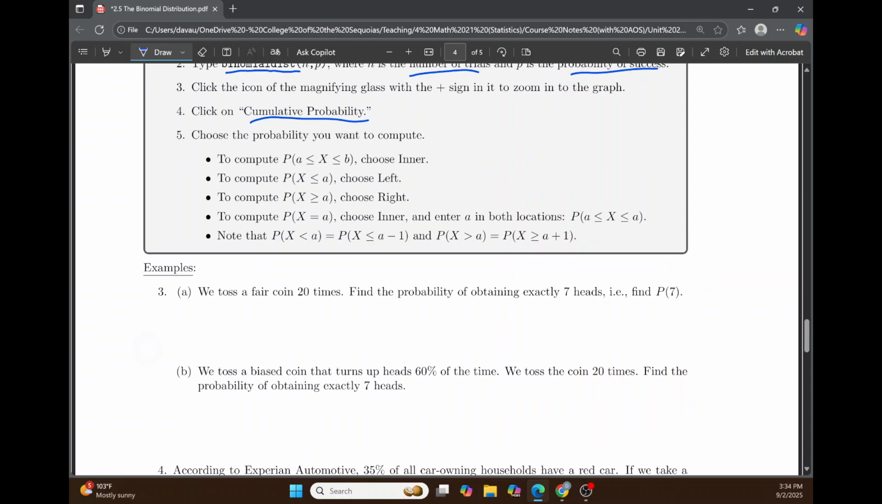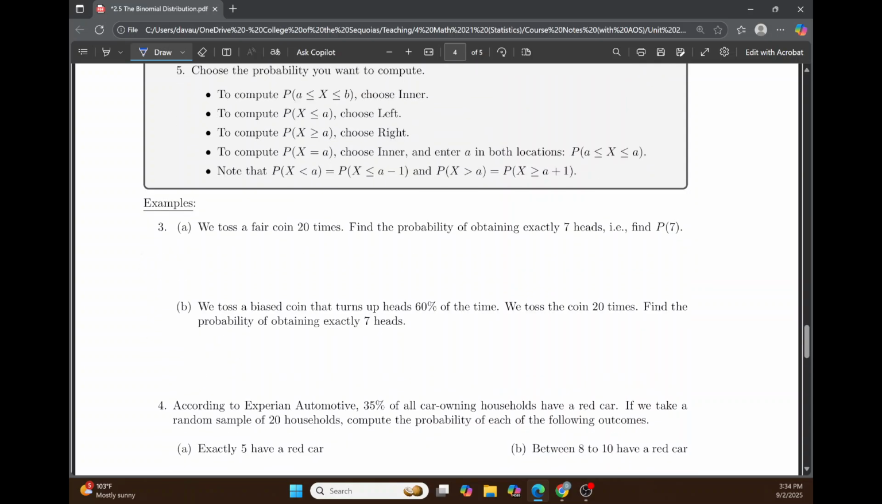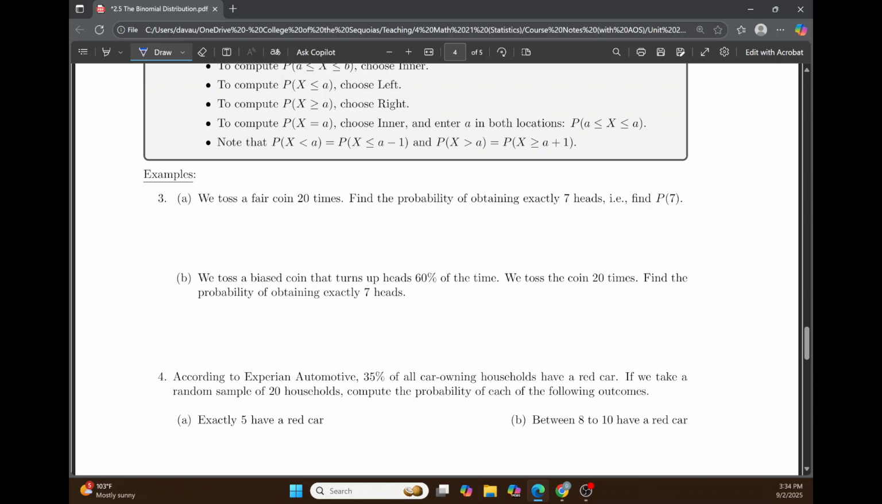Number 3 says, we toss a fair coin 20 times, find the probability of obtaining exactly 7 heads. Well, this is what we were just looking at on the previous page, right? It was 20 choose 7 times 0.5 to the 7 times 0.5 to the 13th. But we're just going to use Desmos to do it. It'll be a little bit easier.